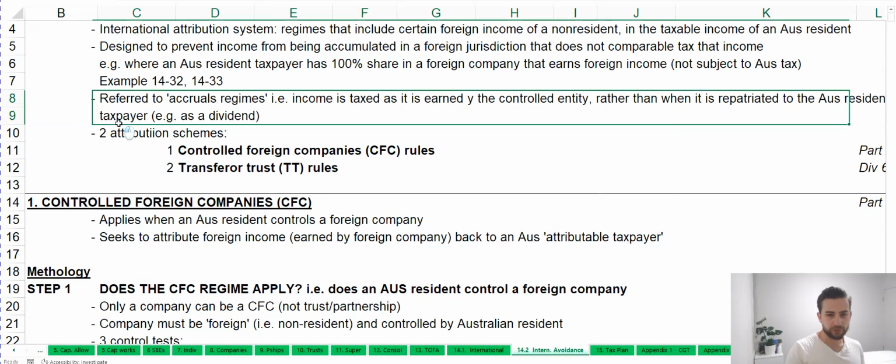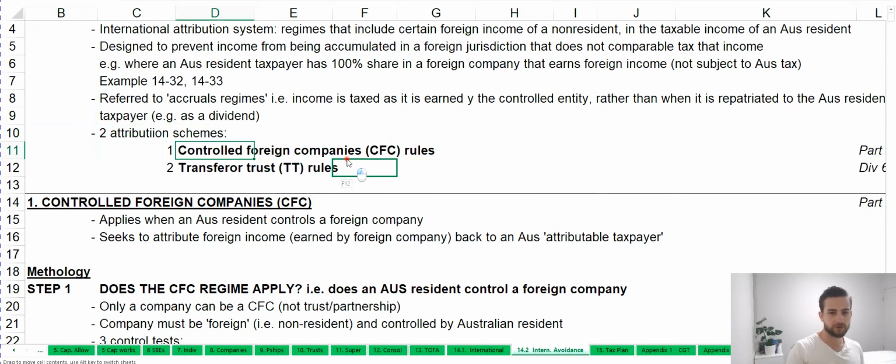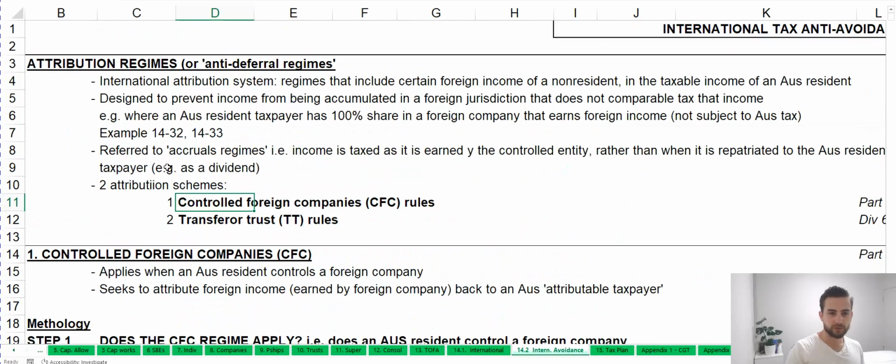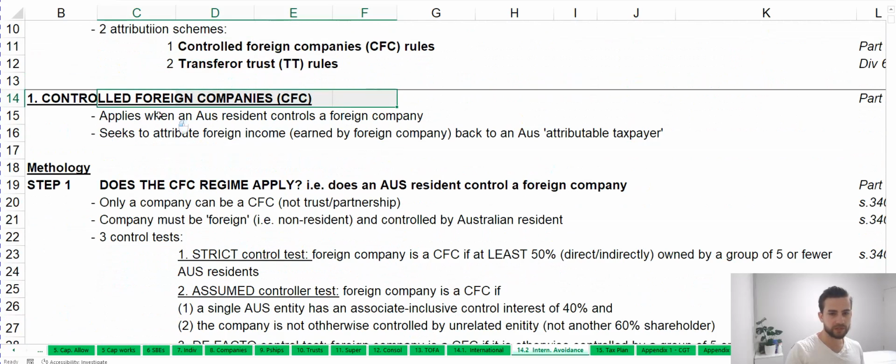Okay, so there's two attribution schemes. There's one, controlled foreign company rules, CFC rules. We kind of talked about CFCs a fair bit in the last chapter. And number two is transferor trust rules. So let's talk about the first one, controlled foreign company, CFC.